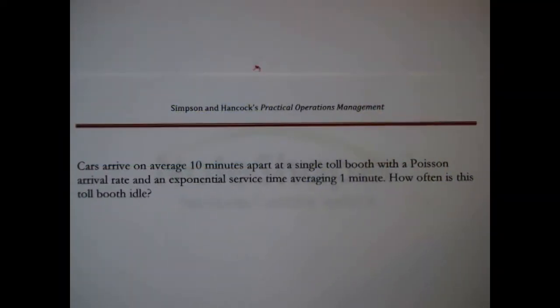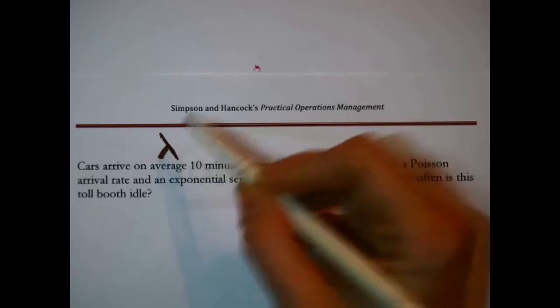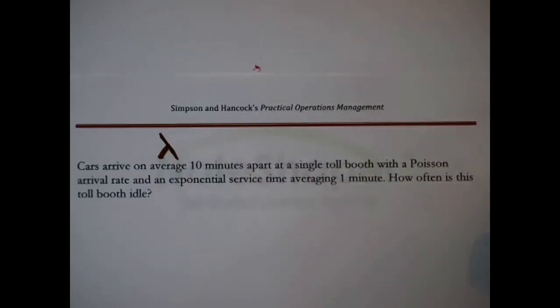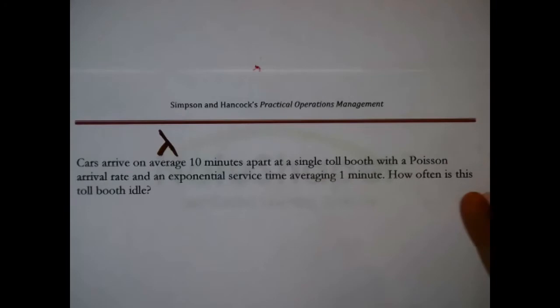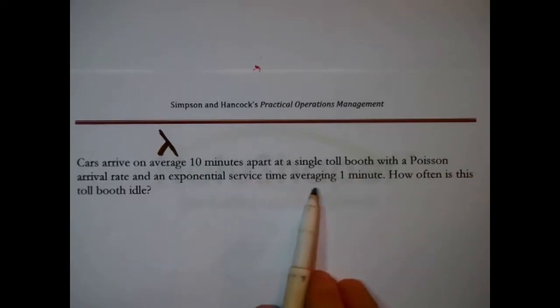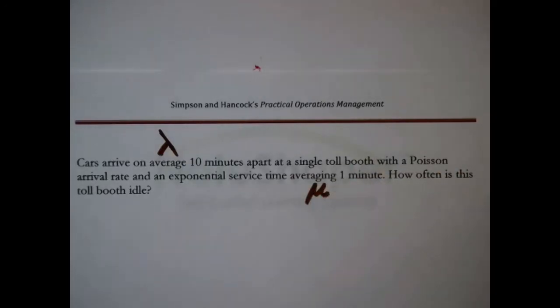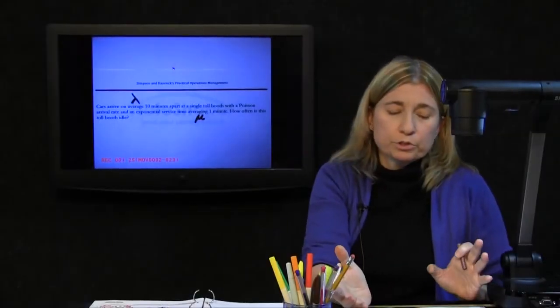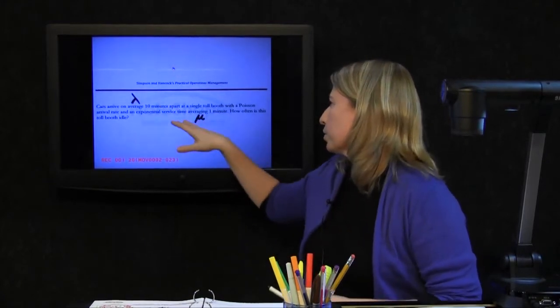Cars arrive at an average of 10 minutes apart. Now, I keep saying you need a lambda and a mu. Lambda is the mean of the customer arrival rate, and here it's talking about cars that apparently are customers at a toll booth. So there's information about lambda. And exponential service time averaging 1 minute. That's mu. Mu is the mean of the exponential distribution that describes the service rate of the system. So that's information about mu.